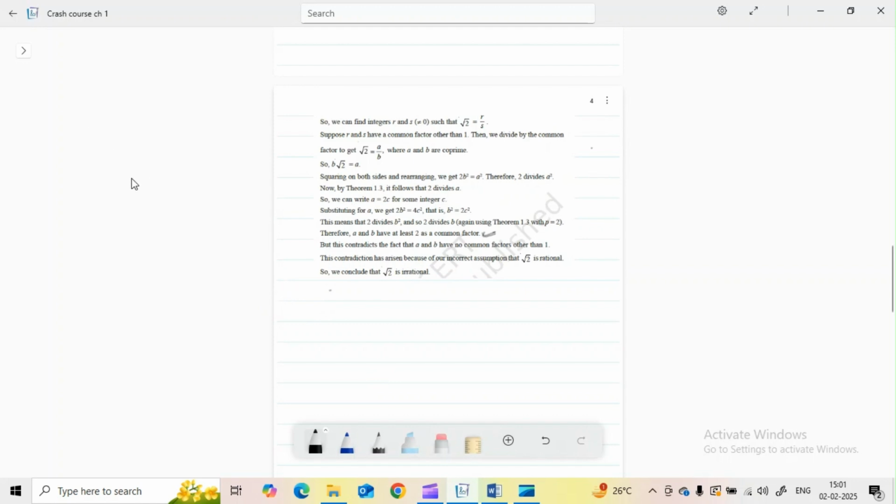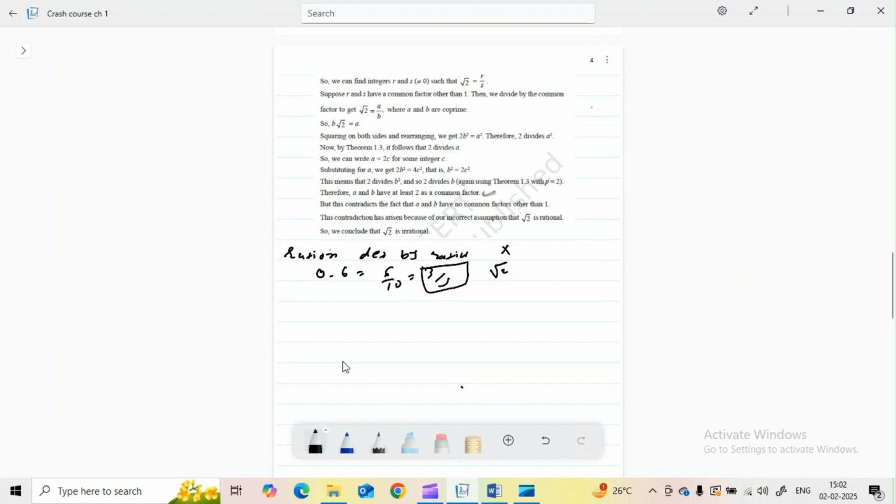What is a rational number? A rational number is one which we can define by a ratio. So 0.6 can be expressed as 6 by 10, which is equal to 3 by 5. So we can define 0.6 as a rational number. While an irrational number we cannot define by a ratio. So let's say under root 2, we cannot express under root 2 in this manner. So we need to find whether under root 2 is rational or irrational.